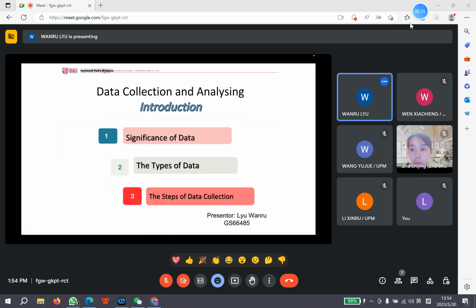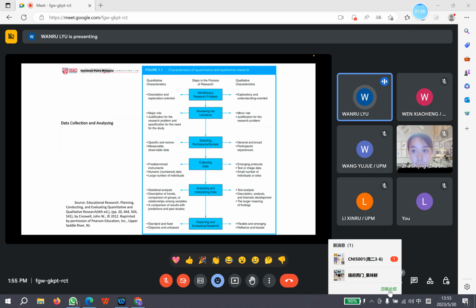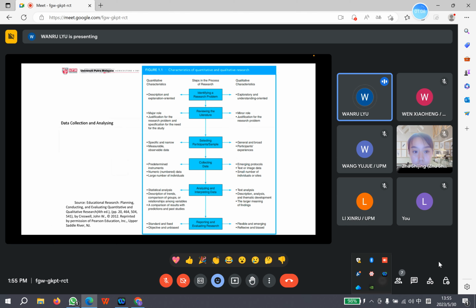In the introduction part, I would like to give you some general idea of data collection and analyzing. I divided my part into 3 aspects. They are significance of data, the types of data, and the steps of data collection. And here I quote a diagram from Creswell's book, Educational Research, Planning, Conducting, and Evaluating Qualitative and Quantitative Research. Here it shows the characteristic of quantity and quality research.